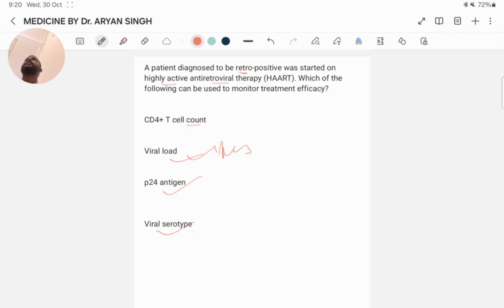The viral load can be assessed in a retropositive patient started on highly active antiretroviral therapy to monitor treatment efficacy. HAART, or combination antiretroviral therapy, is the mainstay in the management of a retropositive patient, to be initiated soon after diagnosis, except in cases of cryptococcal or tuberculous meningitis.